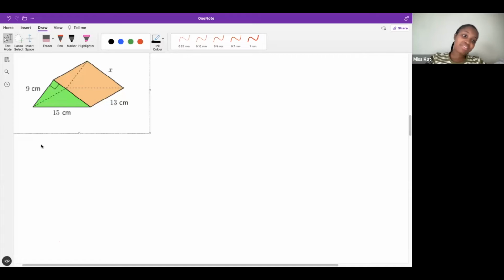Yes, we're going to do Pythagoras because we have what type of triangle here? We have a right angle. Thank you very much. Look over there. And since the triangle at the bottom and the triangle at the top, exactly.